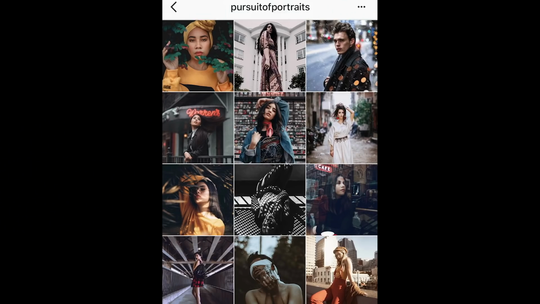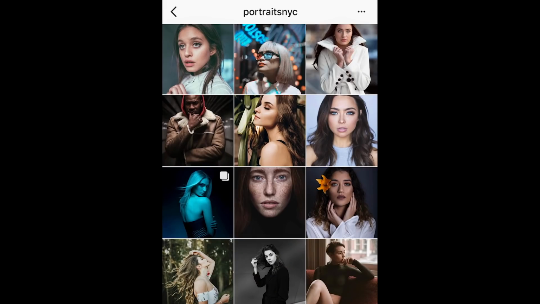For some inspiration, I recommend you follow 2 Instagram accounts. Pursuit of Portraits is awesome, and Portraits NYC also has some really good inspiration. Take a look at how they're doing it, and maybe try recreating some of those moves. And there's also tons of articles out there that'll help you learn how to pose your models. So don't be afraid to Google model posing techniques.